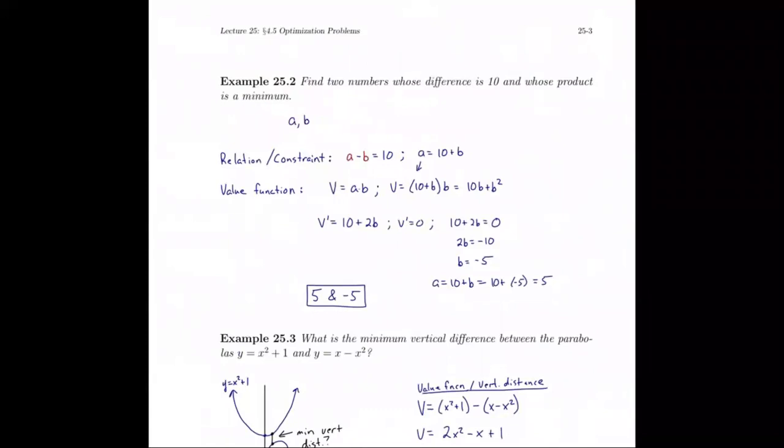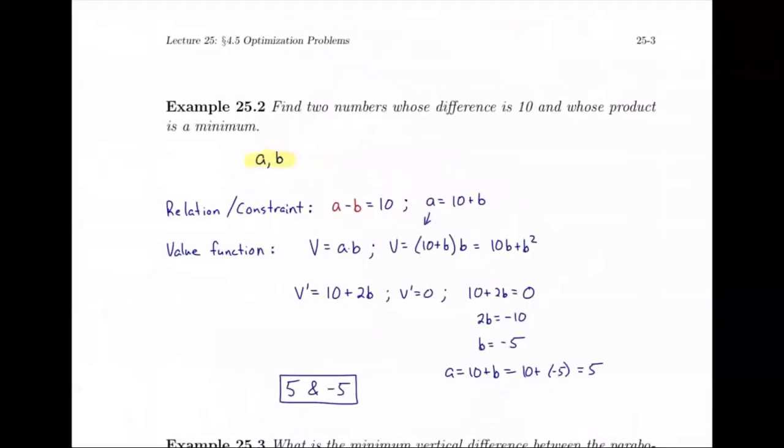So this problem asks us to find two numbers whose difference is 10 and whose product is a minimum. We want to minimize a product. We want to keep that in mind. So the constraint is the fact that these two numbers need to have a difference of 10. In order to represent two numbers, I'll just come up with these two letters, A and B. A and B are my two numbers that I'm interested in. These two numbers need to meet this constraint: A minus B needs to be 10. Their difference needs to be 10.